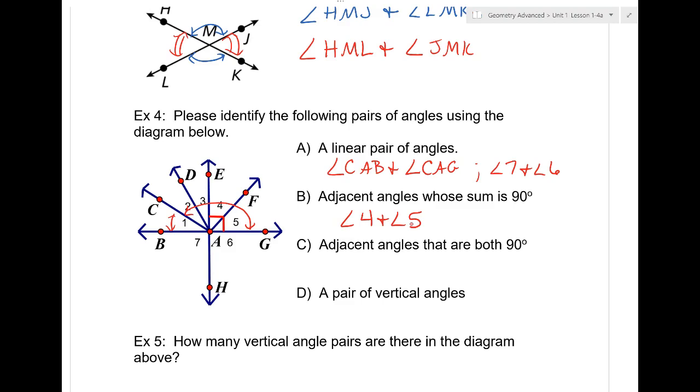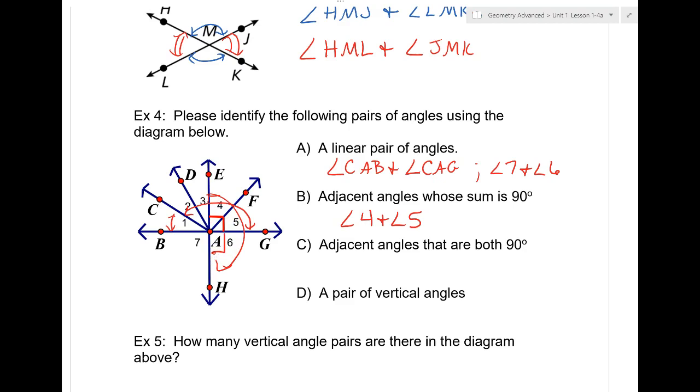90 degrees. Perfect. Adjacent angles that are both 90 degrees. Adjacent angles. Yes, sir. You said angle 6 and 7. Now, I'm going to say he's absolutely correct, and I haven't taught him the rules yet. Because here's the thing. If this whole thing goes to 180, doesn't 6 have to be 90?